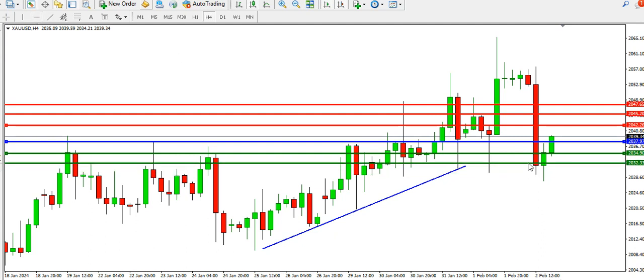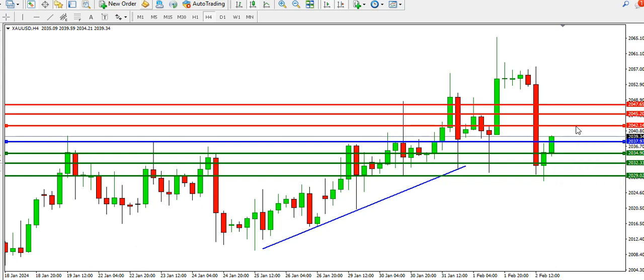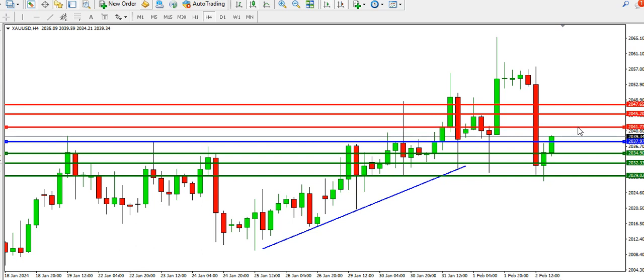Support 2, support 3. Okay, so the TP will be resistance 1, your TP1 will be resistance 1, your TP2 will be resistance 2, your TP3 will be resistance 3, as soon as the next 4-hour candle opens. And then your stop loss will be the midpoint between support 1 and support 2.